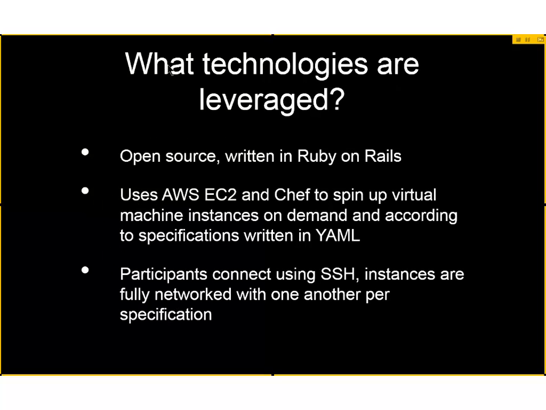Again, EDURange is this framework for the development of cybersecurity scenarios. It's open source. It's written in Ruby on Rails. We're using Amazon's Elastic Compute Cloud and Chef to spin up instances per specification. Chef is excellent sysadmin software. It lets you configure software packages that you want installed with VMs when you want them booted up, so things are just there when you want them there.